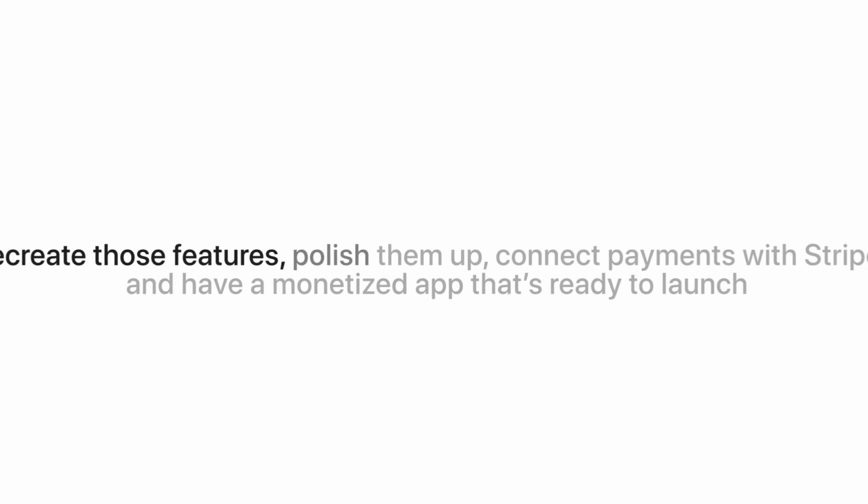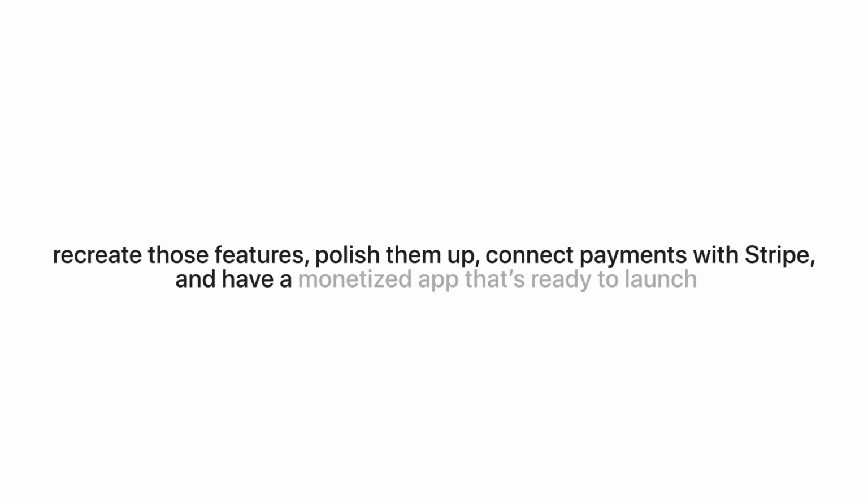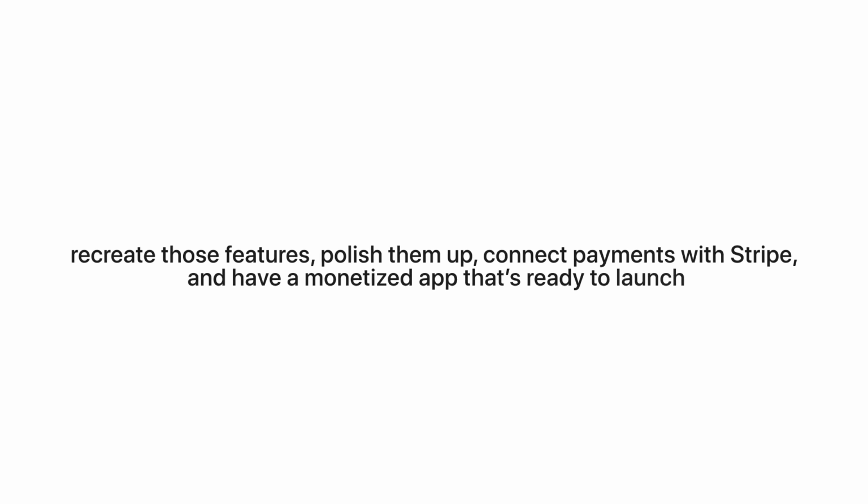And there you have it. Starting from a proven, profitable concept, we've rebuilt the entire app from scratch using nothing but Replit and AI. Earlier, I told you about that original app making $500,000 a month in the App Store. Now you've seen firsthand how it's actually possible to recreate those features, polish them up, connect payments with Stripe, and have a monetized app that's ready to launch, all without touching a single line of code.